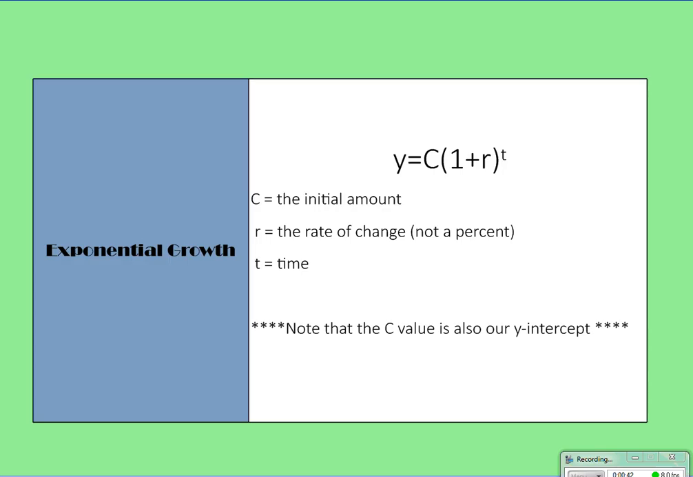So here is what an exponential growth function will look like. Here's the way it breaks down. C is going to be your initial amount. The rate of change is going to be your percent. That's going to be your R, and T is going to be your time. Now your time could be in years, months, minutes, or seconds. You're going to have to look at the problem and determine what you're looking for.